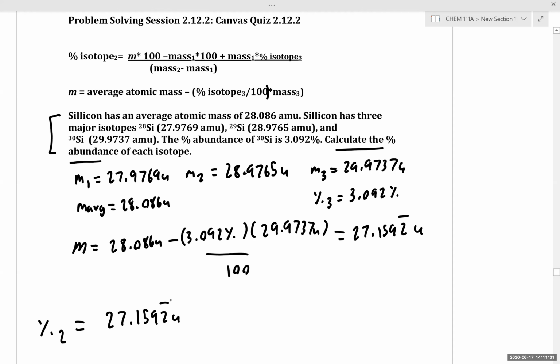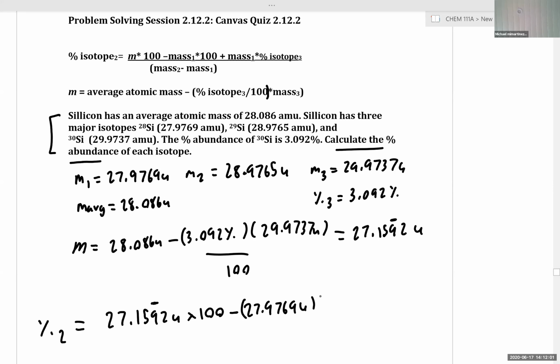Why does the 2 have the bar? I thought it was 5 sig figs. Yep, sorry about that. Sometimes the drawing program experiences a delay and it ends up putting a mark in the wrong location. Okay, so times 100. Oops. There we go.